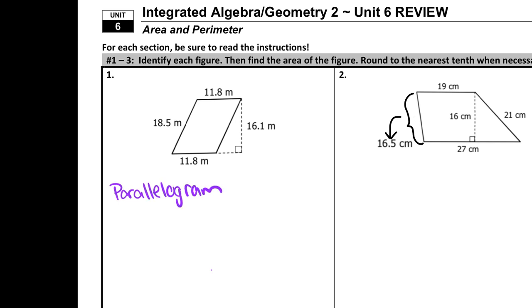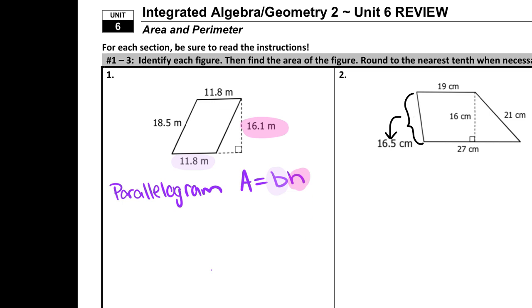And so what we need to think about is what is the area formula for a parallelogram? You can look at your resource sheet. You will have that on your test. It is base times height. And remember that base and height have to meet at 90 degrees. So when we see this 90-degree angle, that tells us that's what we're looking at. So our base can be 11.8. The height is 16.1. Okay, and we multiply.